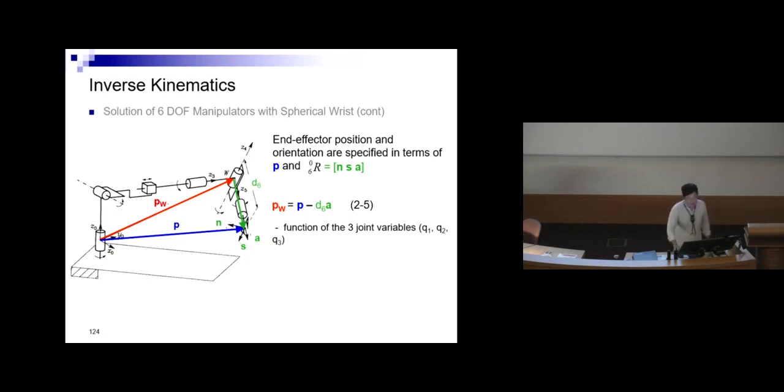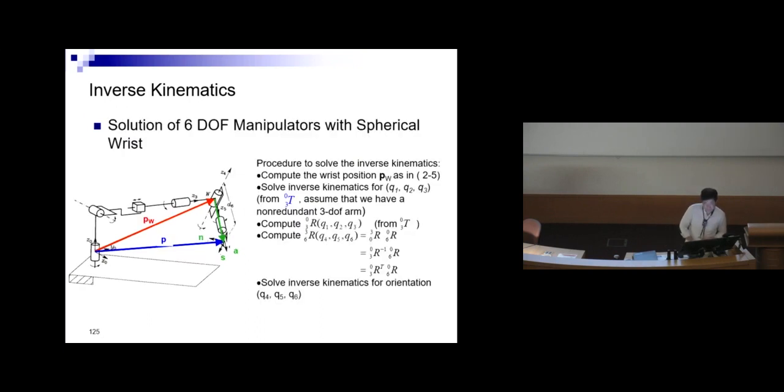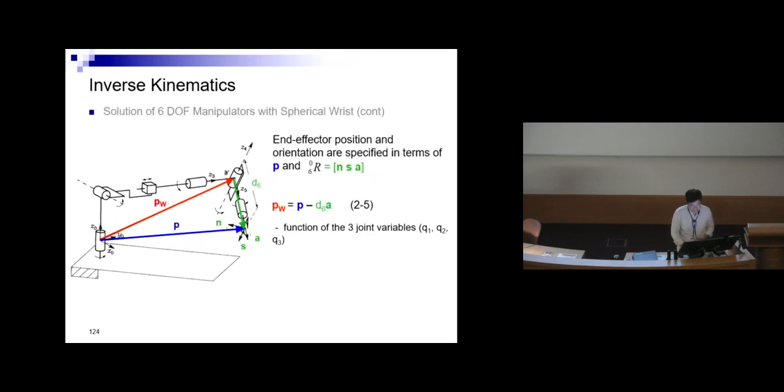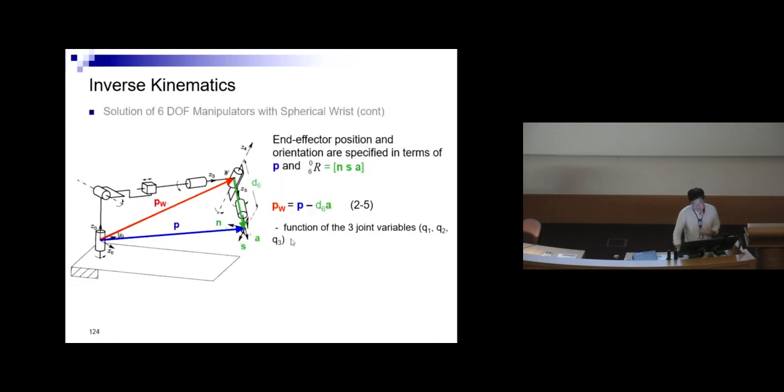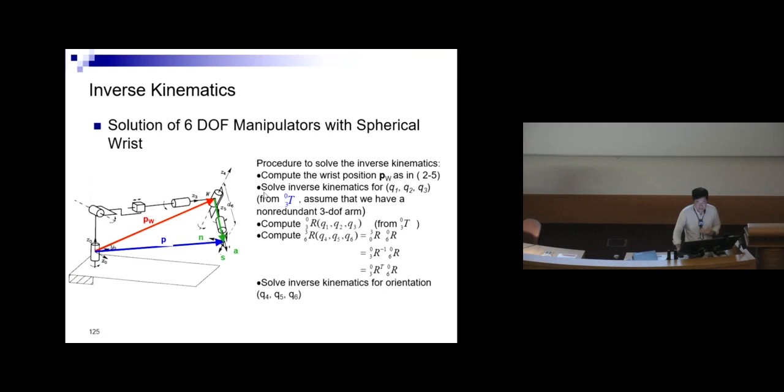So if you do that, you will know that this PW essentially is a function of the three joint variables, Q1, Q2, and Q3. And one of them may be a prismatic joint. It doesn't matter whether this is a prismatic joint or revolute joint, we'll take it as a Q. So you define this, and then the next thing is to solve the inverse kinematic problem. You compute the wrist position PW as over here, and then you solve the inverse kinematics for Q1, Q2, and Q3.